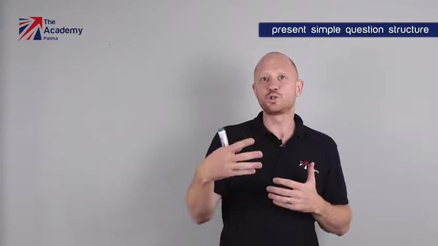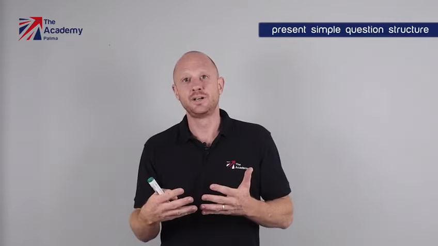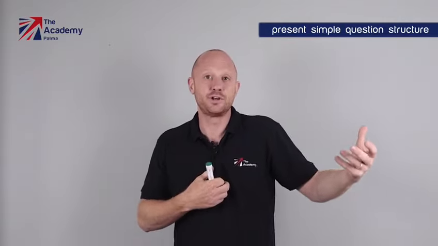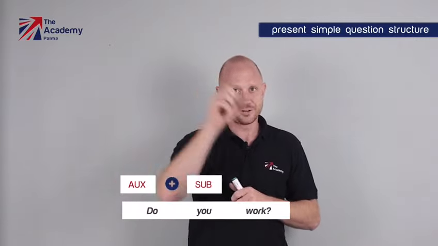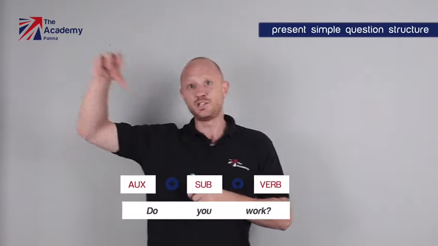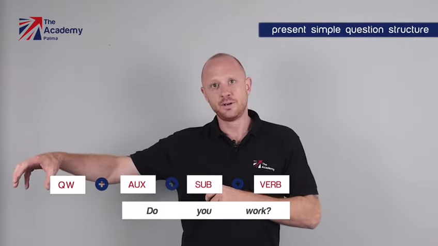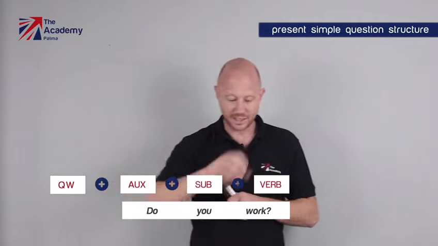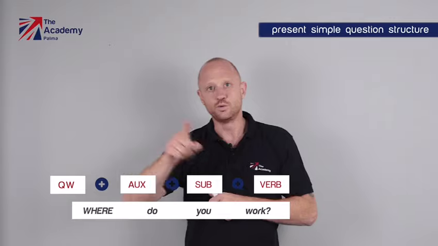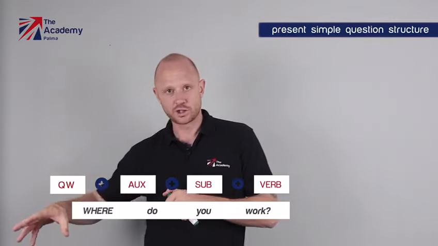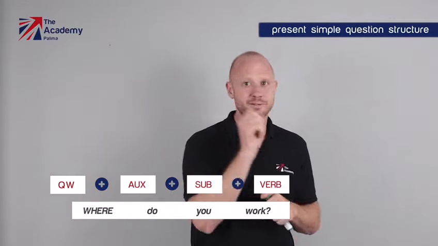So how can we introduce more information into that question? How can we get more information from the person that we are asking that question to? Okay, the construction again is very simple. We continue with the same construction. We start with auxiliary, subject, verb. Then we introduce a question word. For example, do you work? Where do you work? So again, question word, auxiliary, subject, verb.